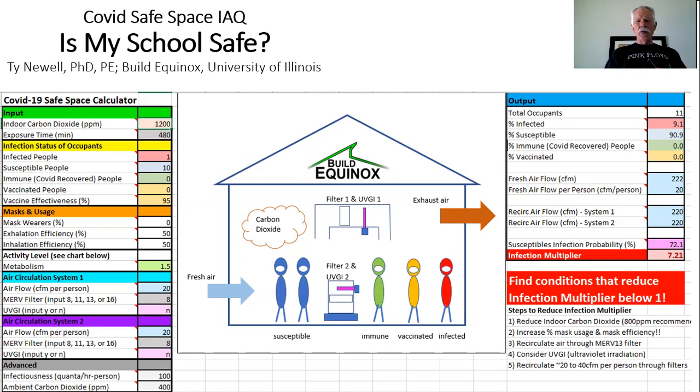This is a video to discuss making a COVID safe classroom and the steps needed, both in the operation of the building as well as behavior habits, and using the COVID safe space calculator.